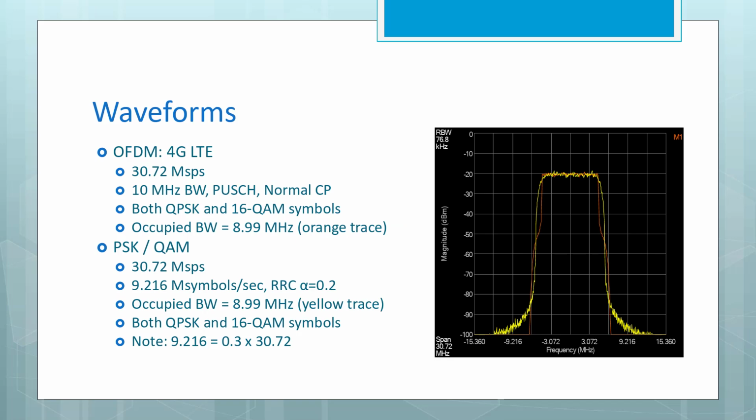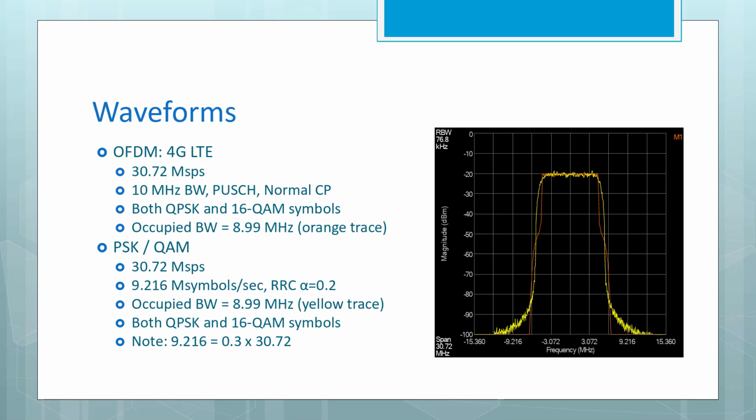For the OFDM waveform, I'm going to use a 4G LTE cell phone signal. The sample rate is 30.72 megasamples per second. We'll be using the 10 megahertz bandwidth PUSCH, the uplink shared channel, and it has a normal cyclic prefix. We'll be doing both QPSK and 16QAM symbols on the subcarriers. The occupied bandwidth of this signal is 8.99 megahertz. That's the orange trace in the spectrum on the right.